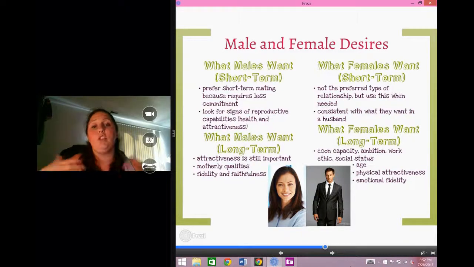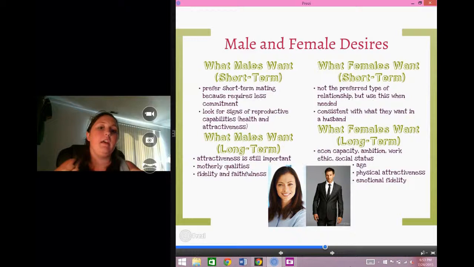Women, on the other hand, naturally have to invest so much more in child rearing. They're choosier about who they give away their resources to, which in this context is sex.